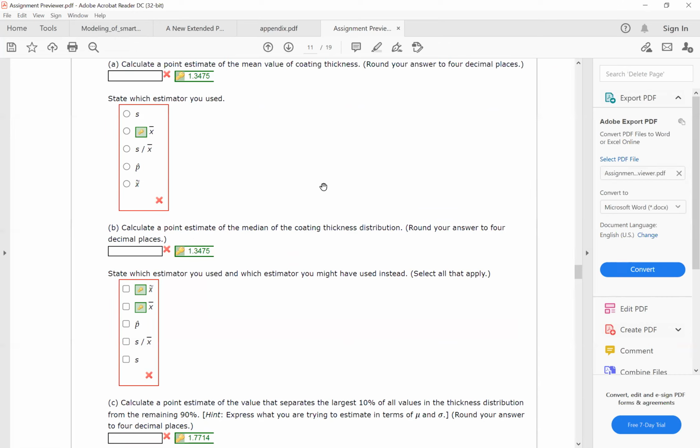So they are kind of a symmetric distribution. In the case of a symmetric distribution, we can use either the mean or the median as a point estimate of mu. State which estimator you used and which estimator you might have used instead. You can use either the mean or the median to estimate the population mean. So you can use either X tilde or X bar because both of them are the same.